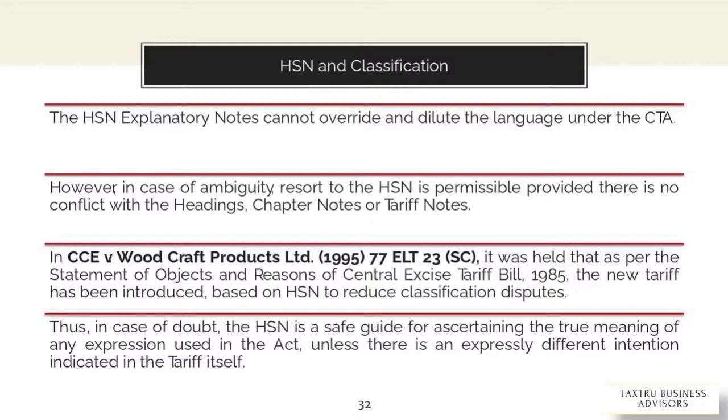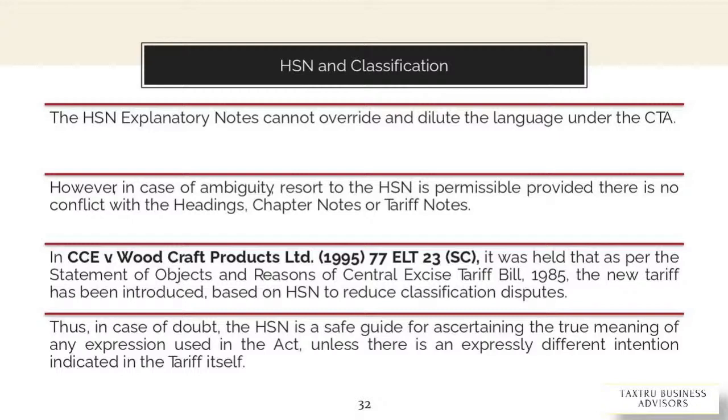You will see there are three things. First one was section heading, chapter notes. Those are important, but HSN explanatory notes are something else. So these explanatory notes will not override the language of the CTA. Whatever is written in the HSN explanatory note, you can refer to it, but it will not be binding upon you. Now, there is a judgment of Woodcraft Products in which the Supreme Court held that as per the statement of objects and reasons of the Central Excise Tariff Bill 1985, the new tariff has been introduced based on the HSN to reduce classification disputes.